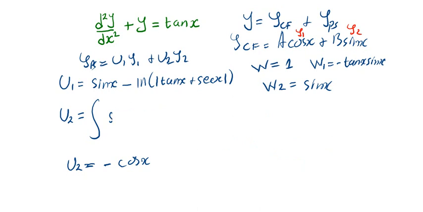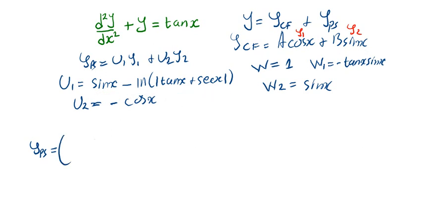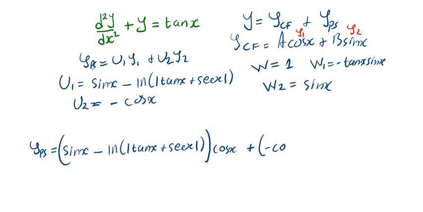Okay, so there we have our u2 and our u1. So we can go ahead and compute our particular solution. The particular solution is just going to be equal to, what's our u2? Let me just move it here. Our u1, we have found this here. To save time, let me just copy this. I can place it right there, then multiply by y1 which is cos x, plus our u2, which is minus cos x, multiplied by y2 which is sine x.